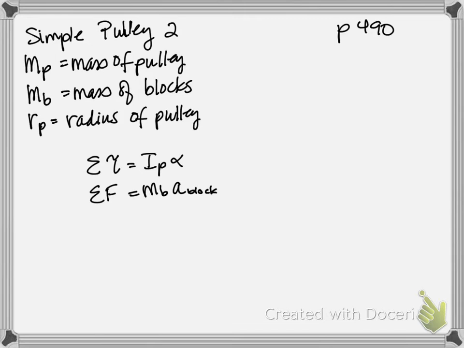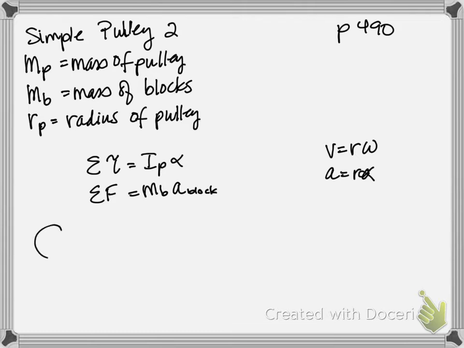The other thing that we need to realize, because we're going to use this to bridge these two situations, is our translation from rotational to linear motion. So we've got v equals R omega, and we've got a equals R alpha. And we can substitute those as we see fit. Okay, so let's start with what we have.